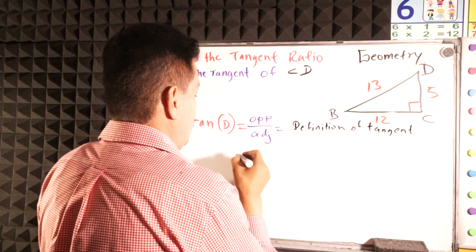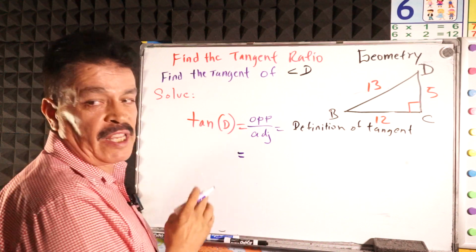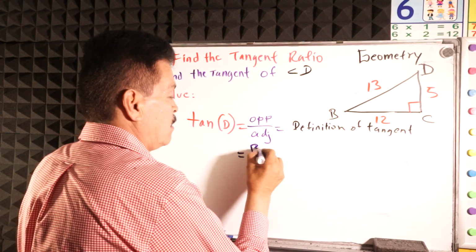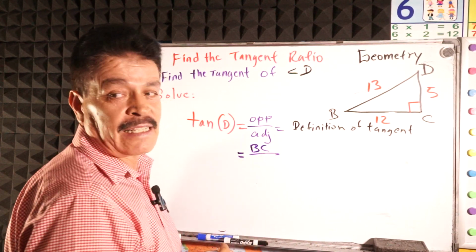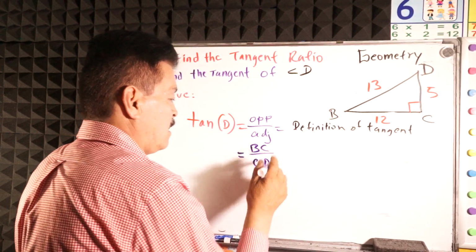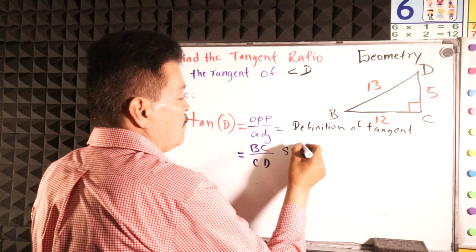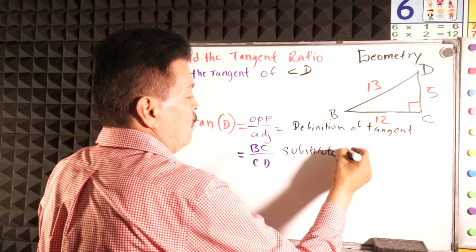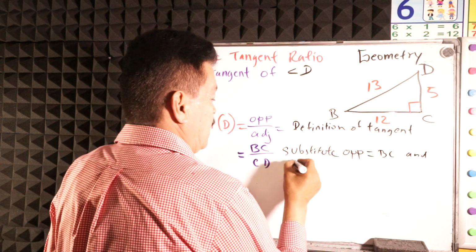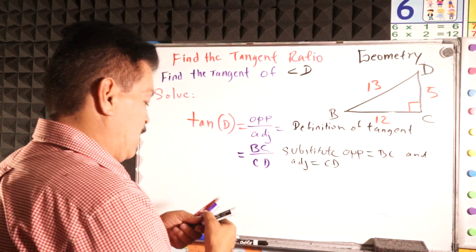Okay, now substitute. We substitute here, we will have BC. Opposite is BC. Our adjacent is CD. So that step is a substitute. Here, substitute: opposite equals BC and adjacent equals CD. Right?